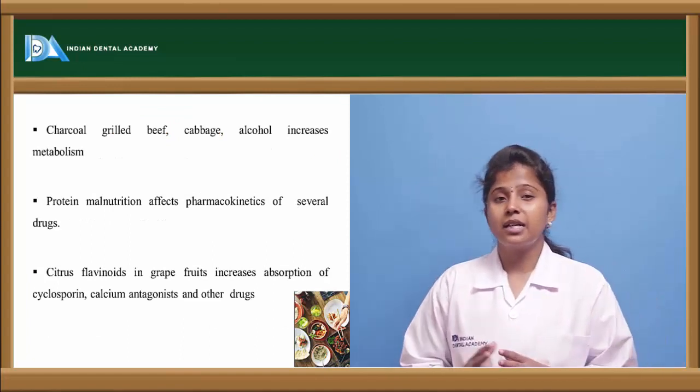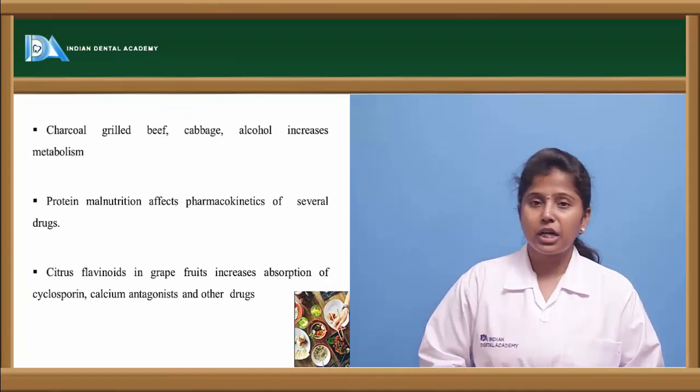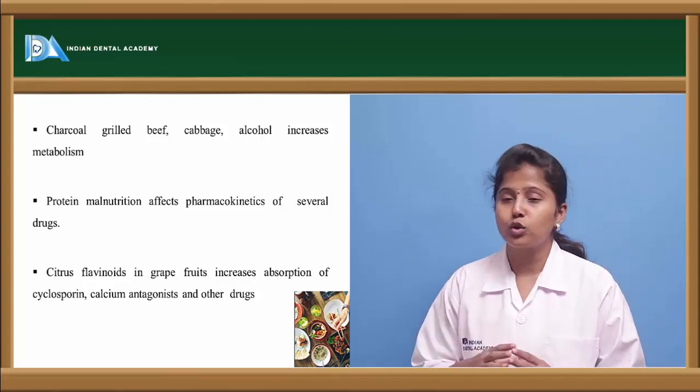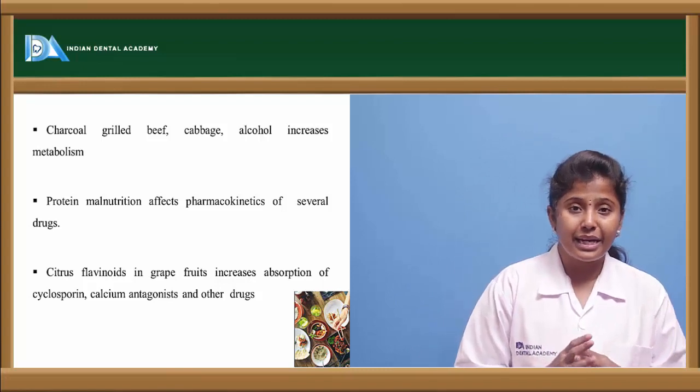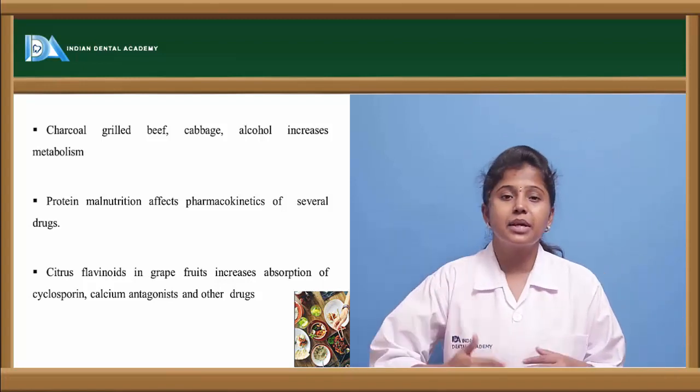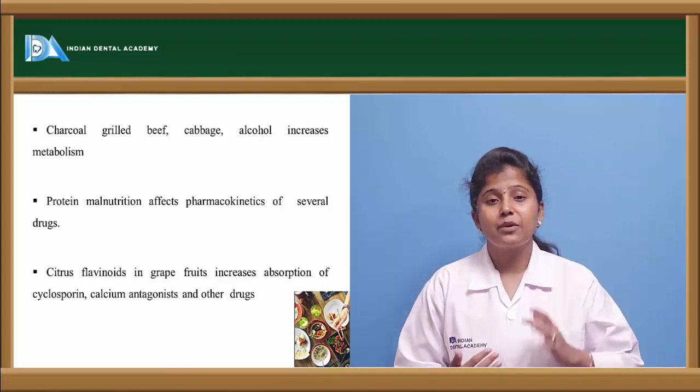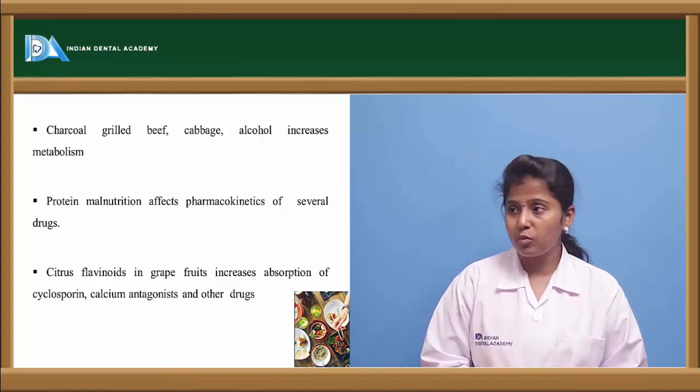The foods like grilled beef, charcoal, cabbage and alcohol. All these foods which we intake will increase the metabolic rate. So here the metabolic rate will be increased, and thereby the person feels more hunger.